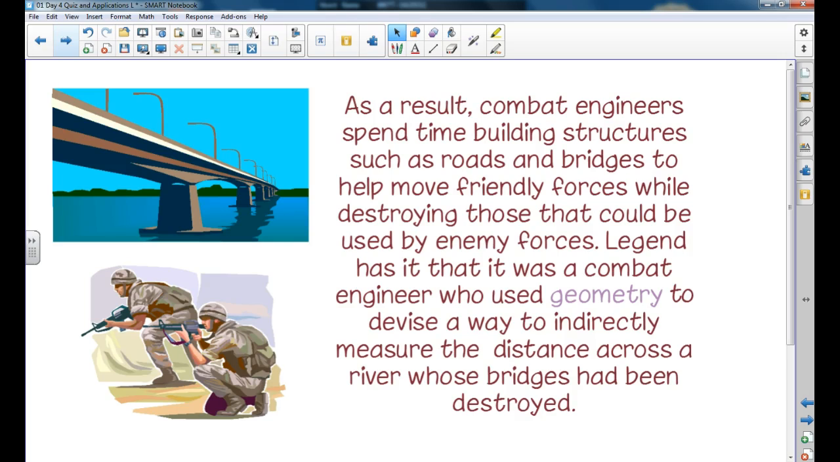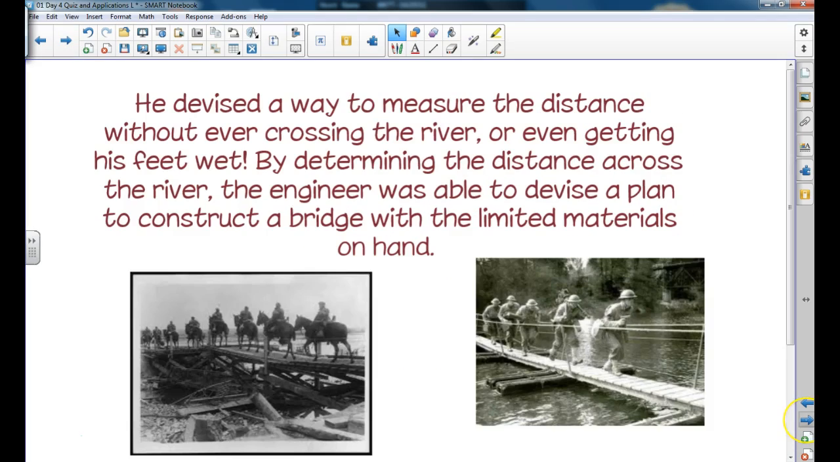Legend has it that there was a combat engineer who used geometry to devise a way to indirectly measure the distance across a river whose bridge had been destroyed. You can't just measure the distance across a river. He's not going to wade through the river with a measuring tape. You need some other device, a different way to measure how far it is across something that you can't really measure easily. He devised a way to measure the distance without ever crossing the river or even getting his feet wet. By determining the distance, he was able to devise a plan so that they could construct a bridge with the limited materials they had on hand.